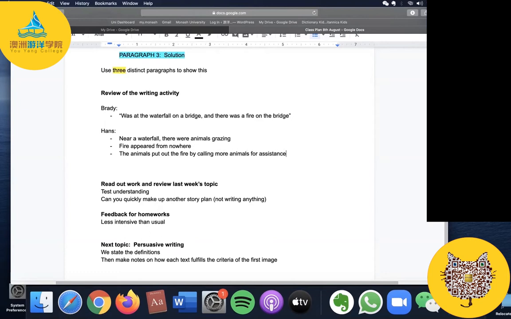All right. Thank you. So you've got a waterfall, got fire. Are we missing an object? The bridge, so they got to the other side to get the help. Okay. The animals ran over the bridge to call for more animals for assistance.